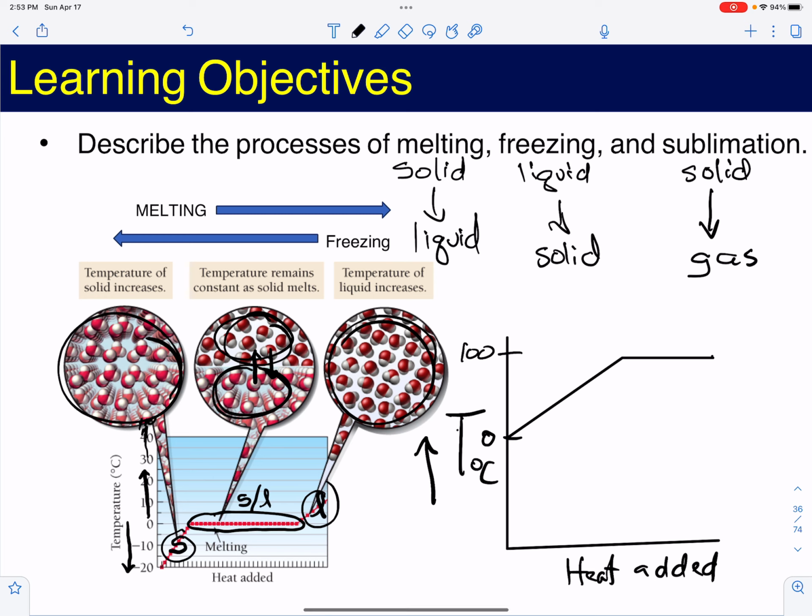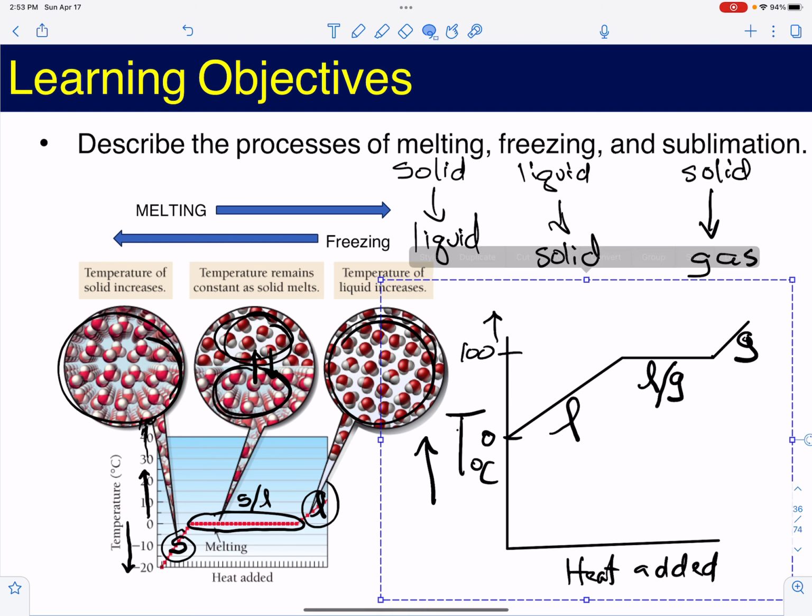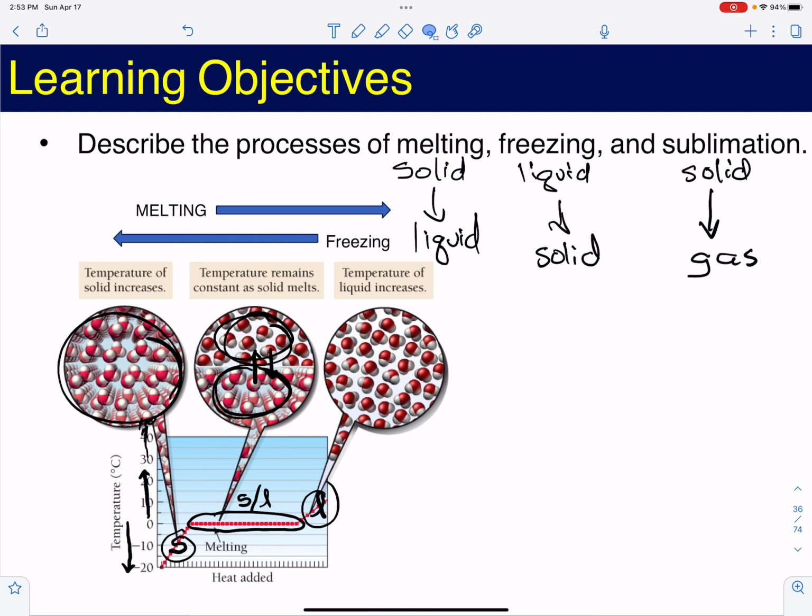And then you start superheating the steam. So anything over 100 degrees, that's going to be gas. This is going to be your liquid. And this is going to be a perfect equilibrium between the liquid and the gas. So what happens if I take ice and I take it all the way to gas? Well, in that case, I will have to do something like this.